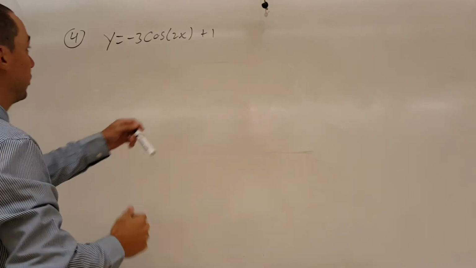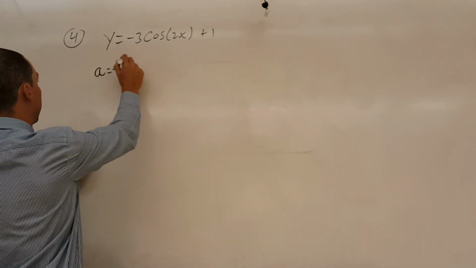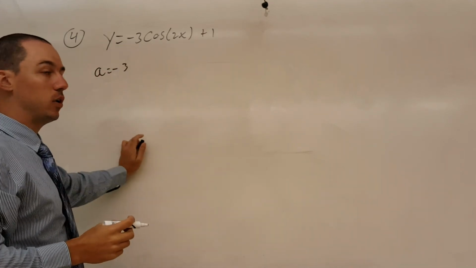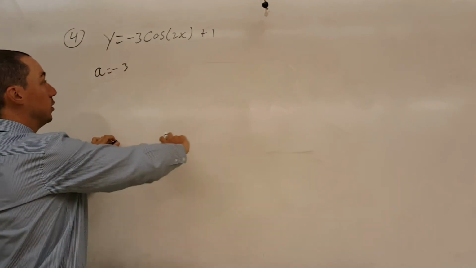All right, last one here, got everything for you. A is equal to -3. That's 2 transformations. We have a stretch by 3 and a reflection. Didn't want to make it too easy this time.